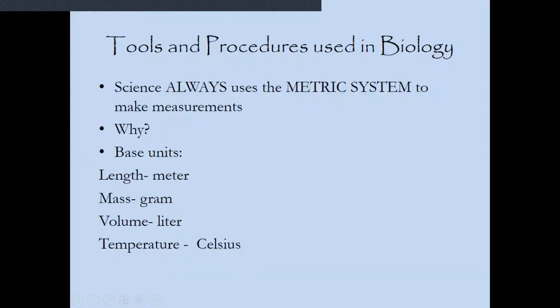Remember, this is science class, and so we just need to remind ourselves that we're going to be using the metric system. Why? Because basically every country on Earth, save the United States, uses the metric system. And some pretty disastrous things can happen, scientifically speaking, when we aren't all talking in the same units. And so since the rest of the world uses metric, scientists in America also use metric. What are the base units for metric? Meters for length, grams for mass, liters for volume, and Celsius for temperature.